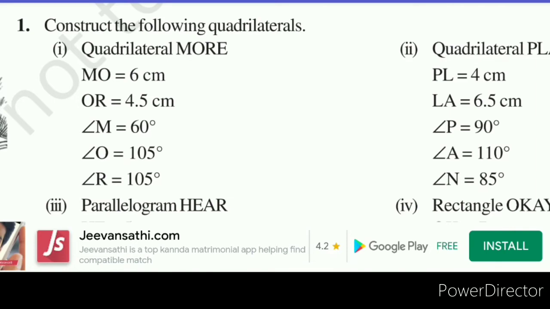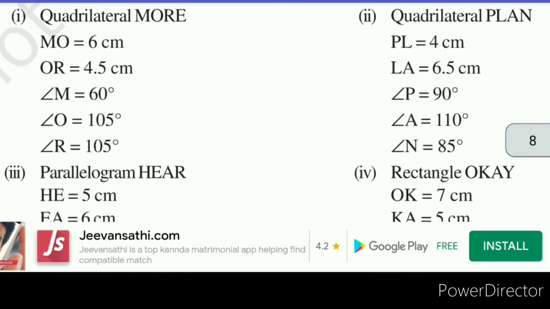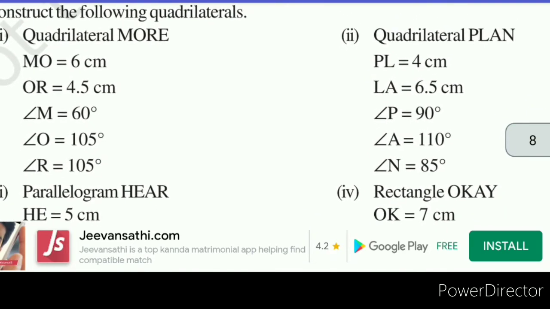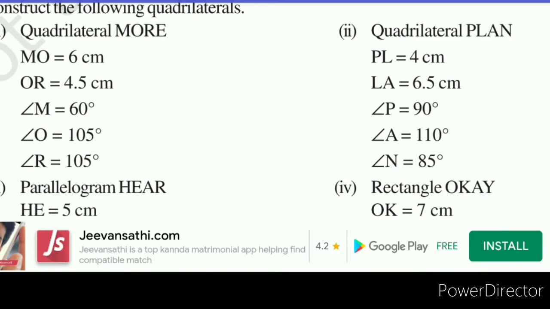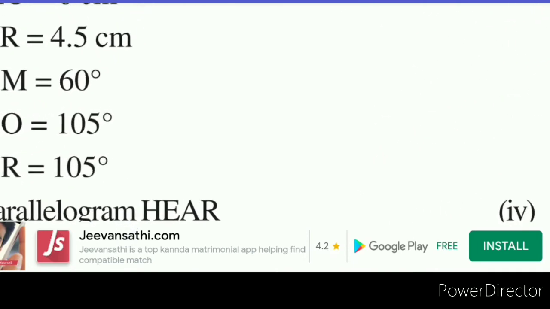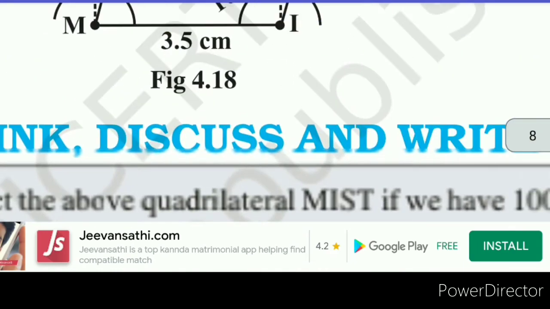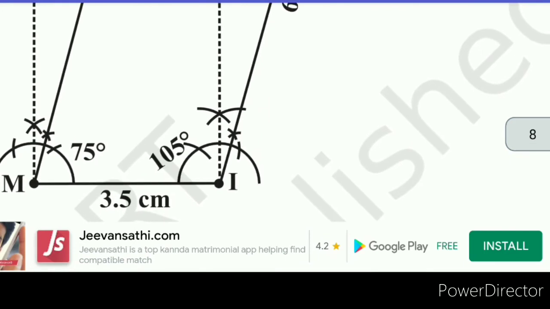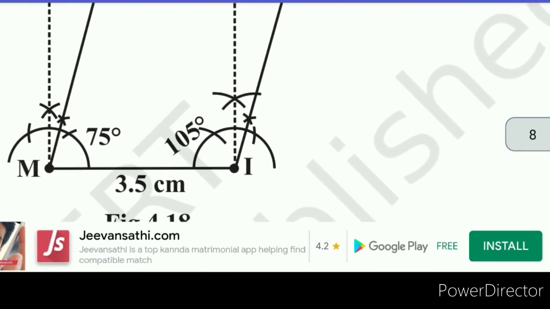For a general quadrilateral, we cannot use any properties, but for a special quadrilateral, we should use the properties. For a general quadrilateral, they have only given all the 5 elements. Now, look at the angles, children. Here 60 degree, 105 degree and 105 degree are given. Actually, for angle construction, we should use only compass. We should not use protractor.